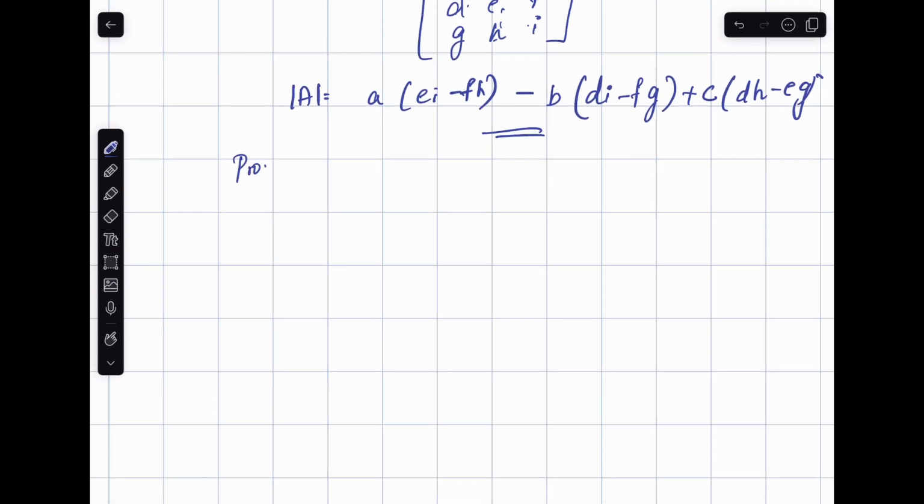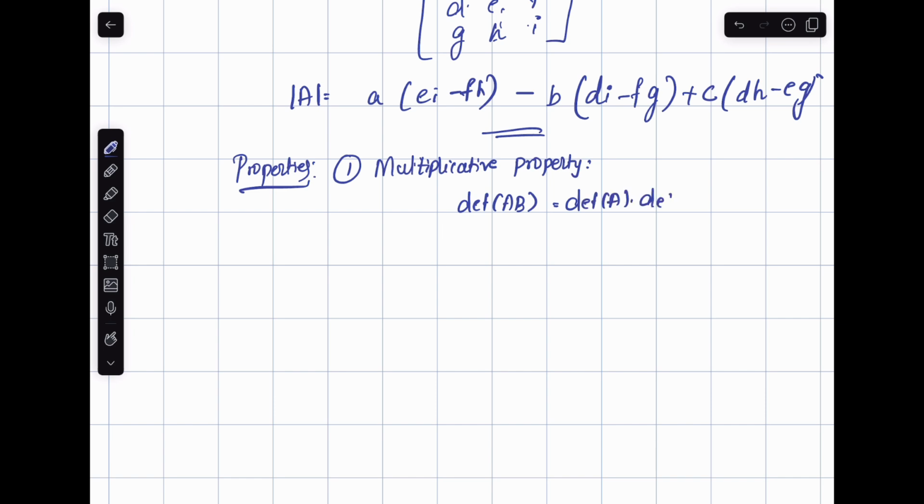So that is about the determinant. We will see the properties of the determinant. The first and foremost property is the multiplicative property, which is nothing but, say you have the determinant of two matrices A into B, then it is very easy to find: determinant of A into determinant of B. Now the second property is the invertible matrix, or finding the inverse of the matrix.